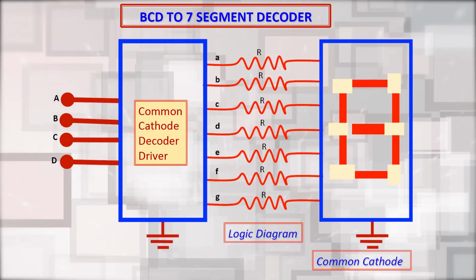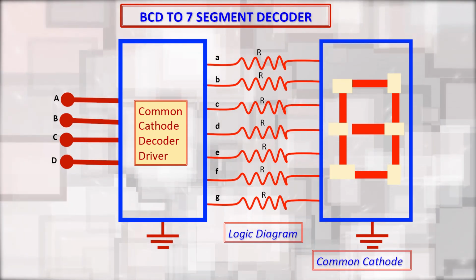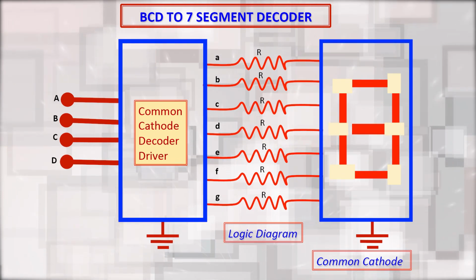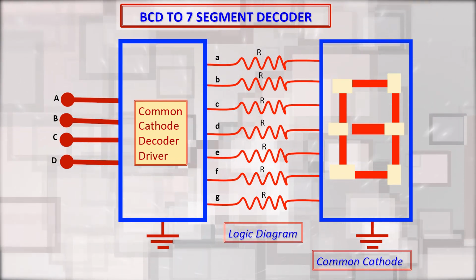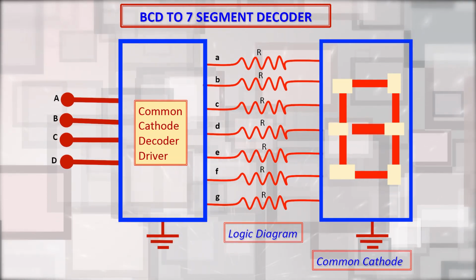Now, we will see BCD to 7 segment decoder design. 7 segment display is an electronic device which consists of 7 LEDs arranged in some definite pattern, which is used to display decimal numbers. There are two types.